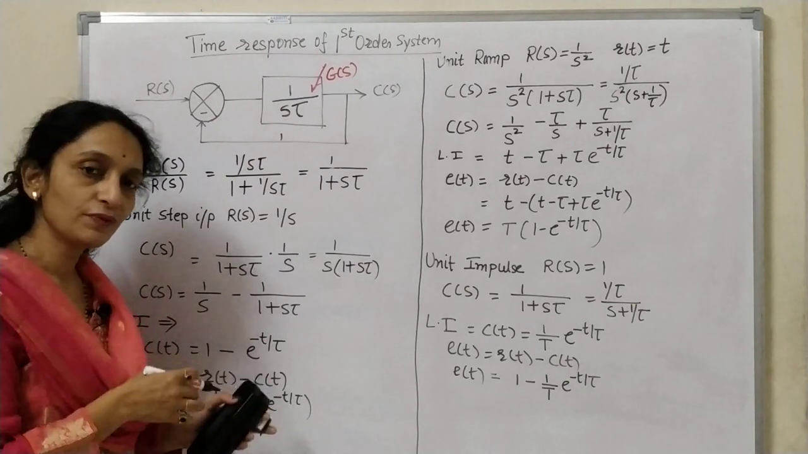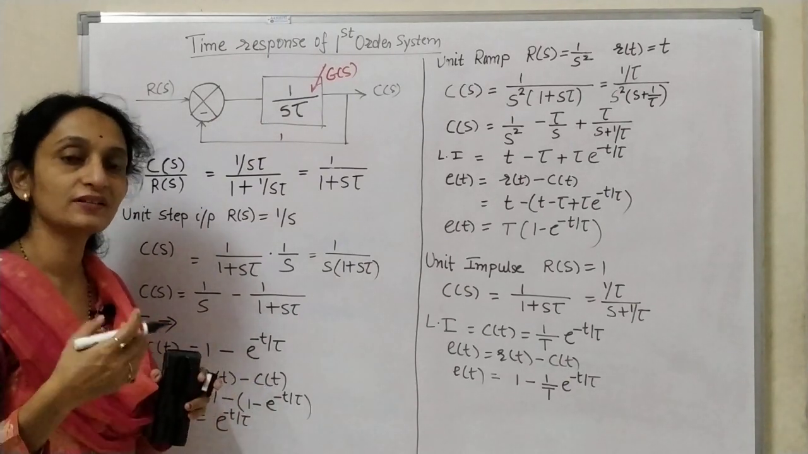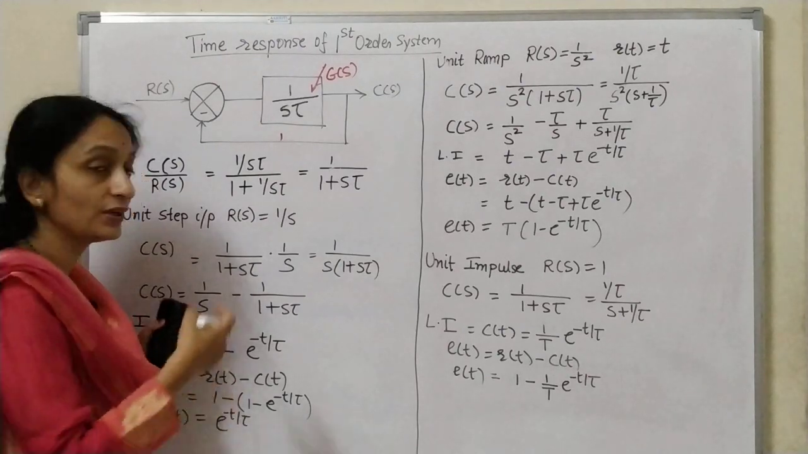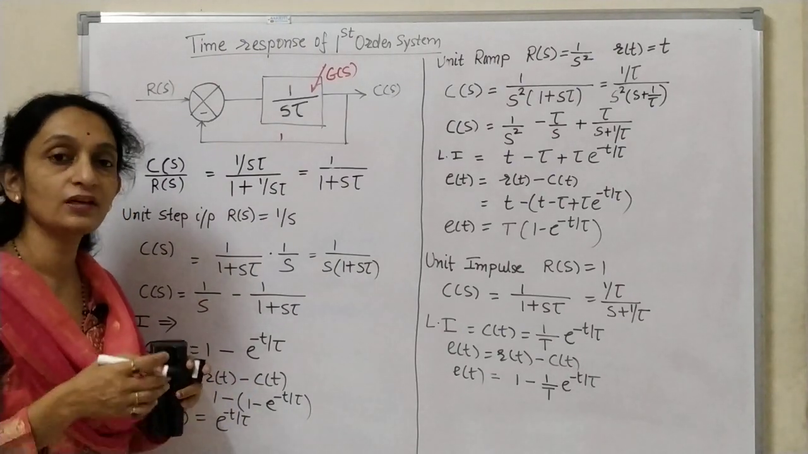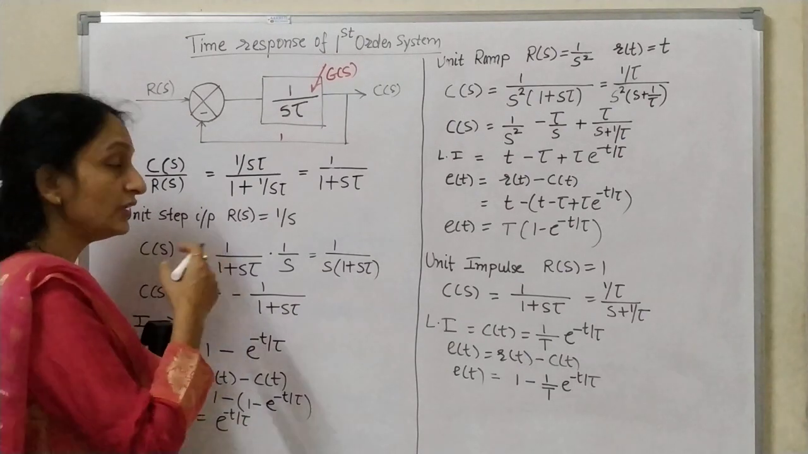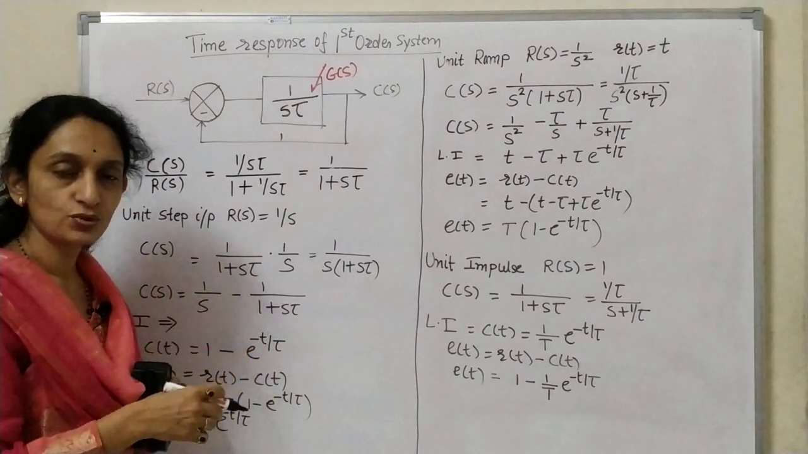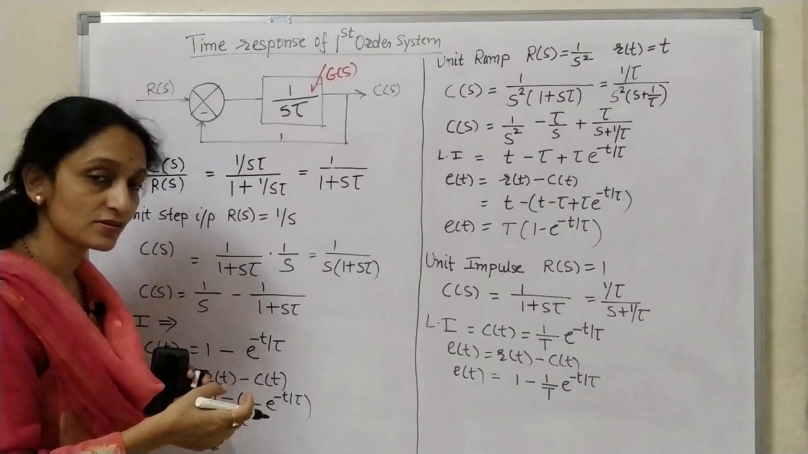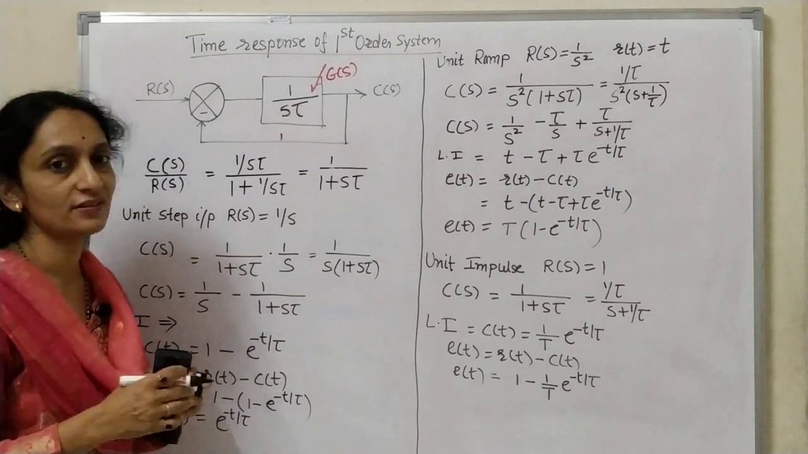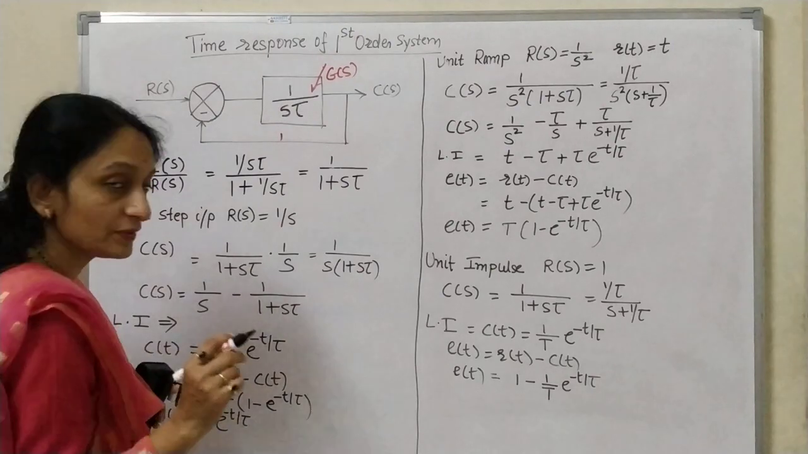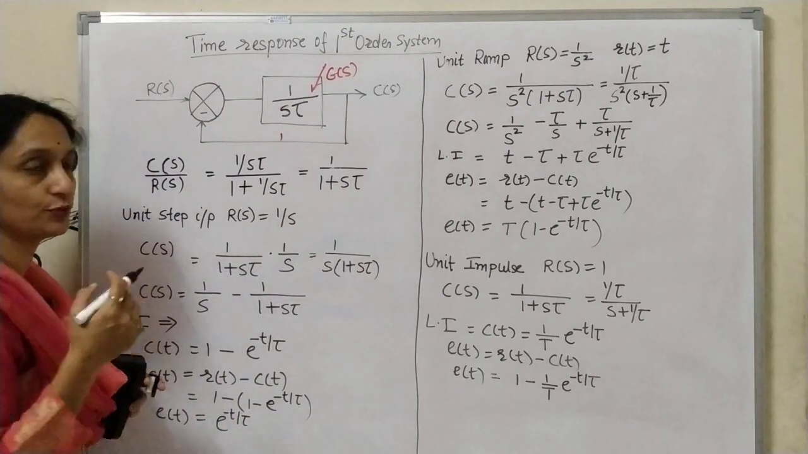In previous units we calculated the transfer function or the characteristic equation, but here we need to obtain the output response. That will be in the time domain, so you have to take the Laplace inverse of C of s, then you will get C of t. Now we will see how we calculate the output response.